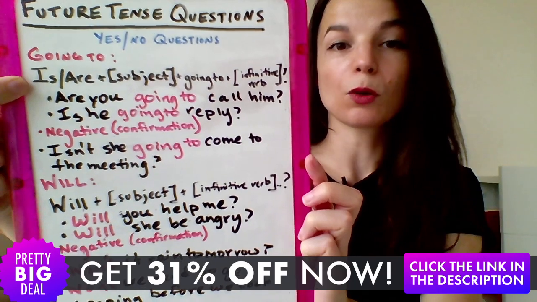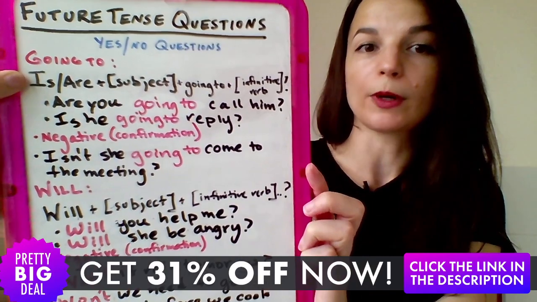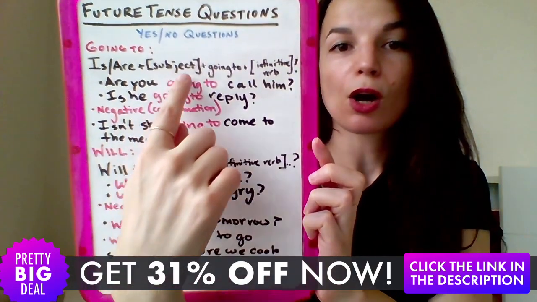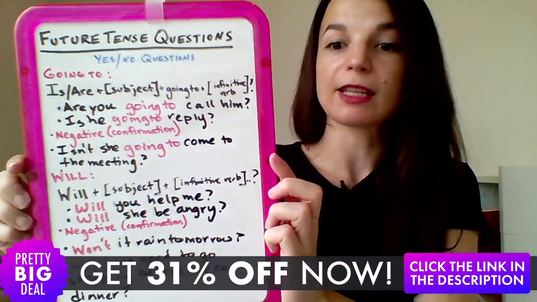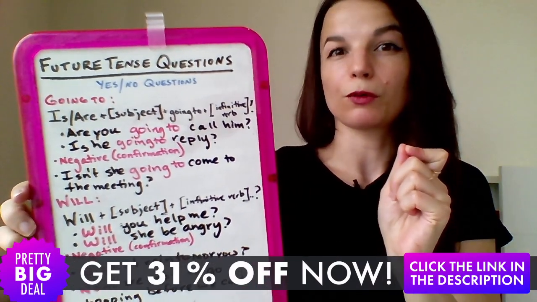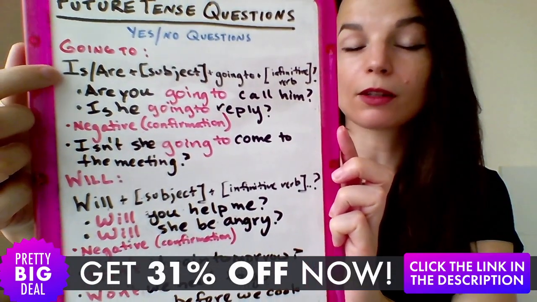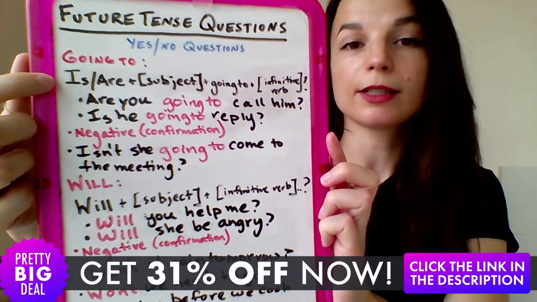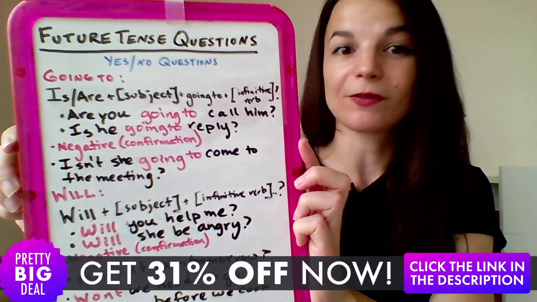Here we have is or are. This is the basic pattern to use to make a yes or no question with going to: is or are, subject, going to, infinitive verb. So a reminder, the infinitive verb forms are just the basic dictionary forms, to plus the verb. That's the infinitive form. I have is or are here. We need to choose is or are depending on our subject. So let's look at some examples of this.